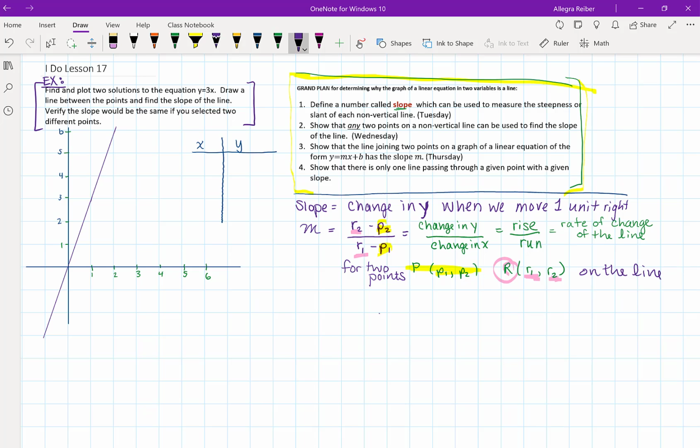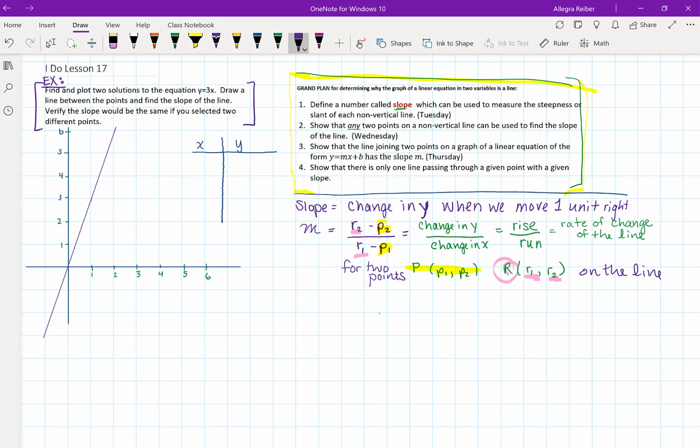Find and plot two solutions to the equation y equals 3x. Draw a line between the points and find the slope of the line. Verify the slope would be the same if you selected two different points.